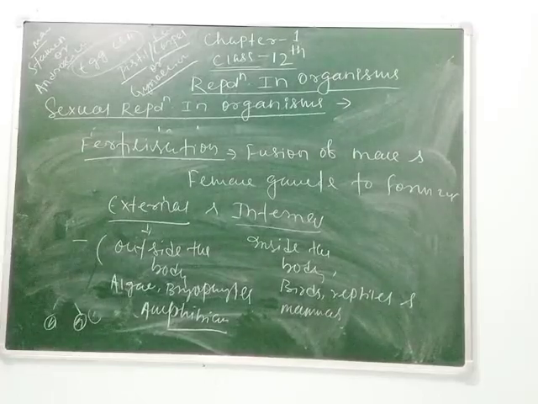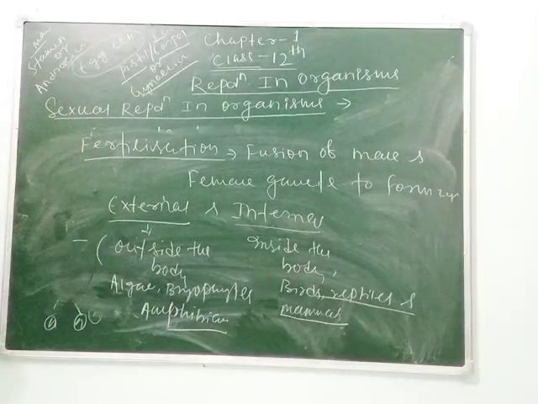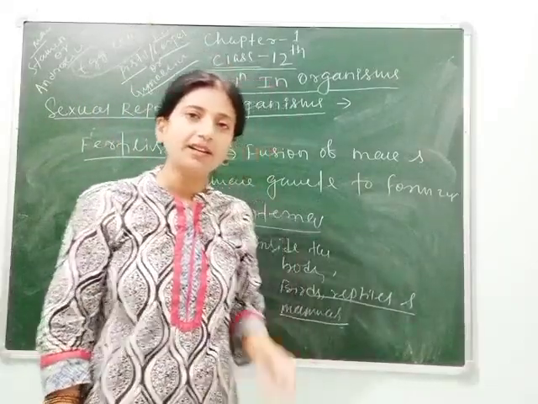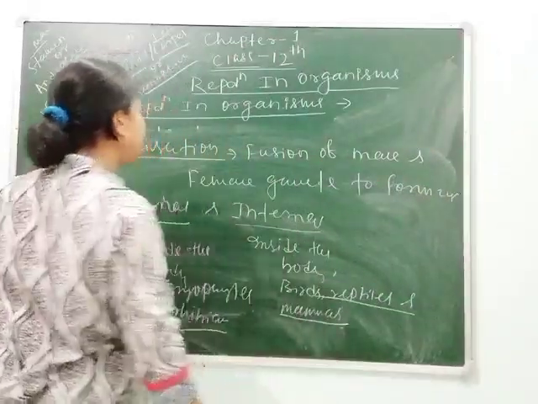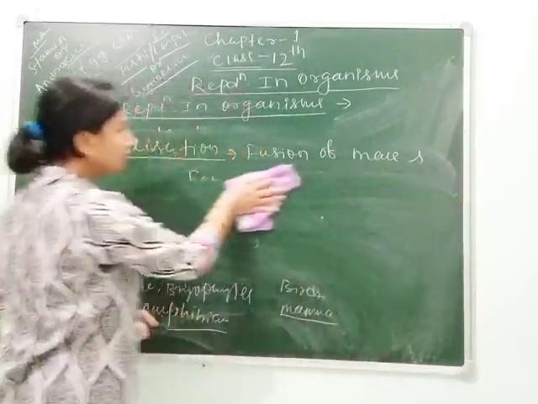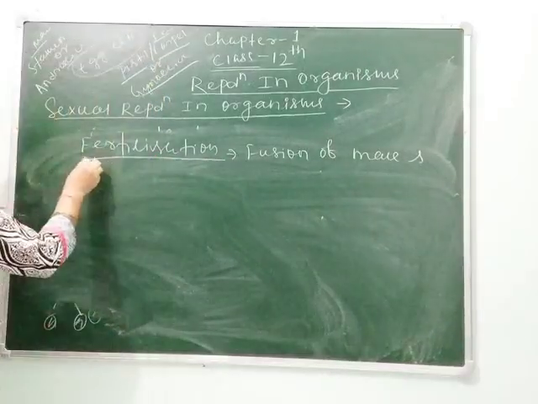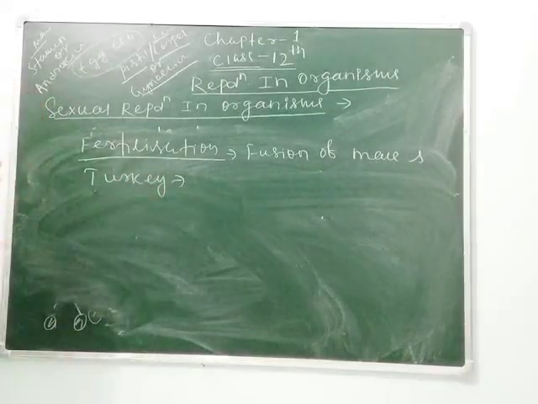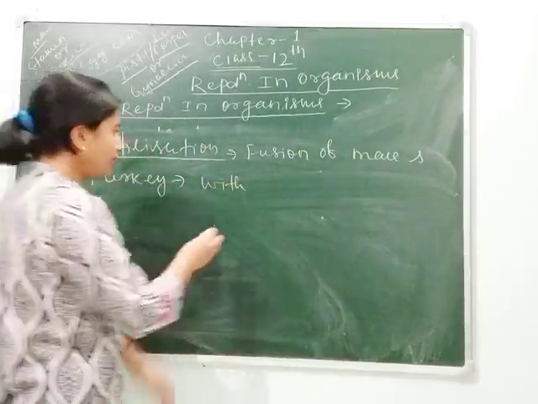Clear, students? Next, let's learn about organisms in which fertilization does not occur but they still produce a zygote. We will take some examples to understand this. I think you understand external and internal fertilization with examples. Next, some organisms do not fertilize but still develop into a new organism. Suppose turkey. Turkey is a bird. It produces a zygote or embryo without fertilization.